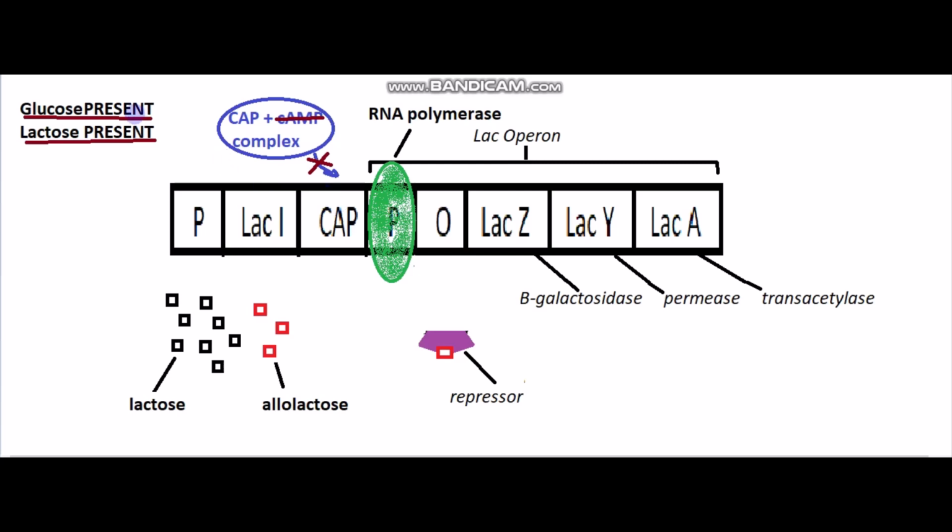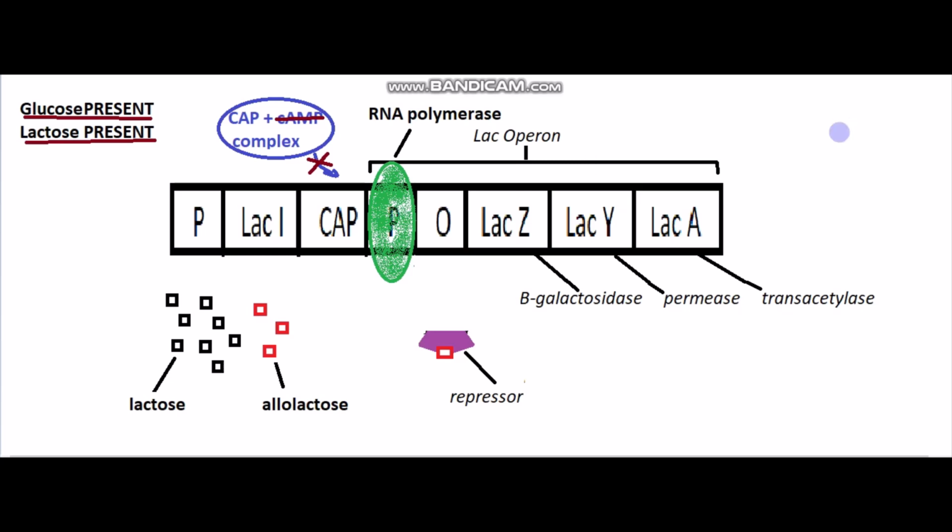Hence, in this case, more glucose metabolism will take place and lactose metabolism will be slowed down due to the lower transcription and then translation of beta-galactosidase, permease, and trans-acetylase. So in this way, the bacterium and other prokaryotes regulate their gene expression.